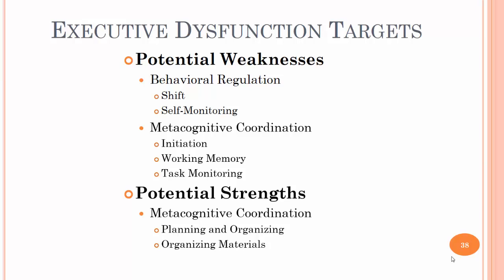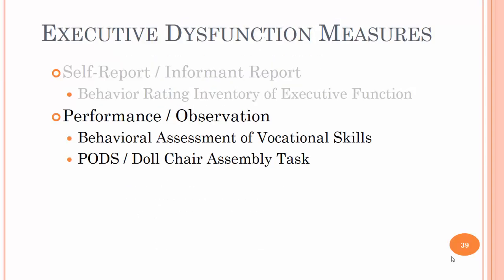This use of self-report and informant report data sets the stage for us to do a very nice performance evaluation. And that's going to be the focus of our next talk. We're going to evaluate the client's performance and we're going to observe her behavior. We're going to administer the behavioral assessment of vocational skills, the BAVS or the wheelbarrow task. We're also going to take a look at one of the tests from the progressive occupational demand system that I've developed, the doll chair assembly task.